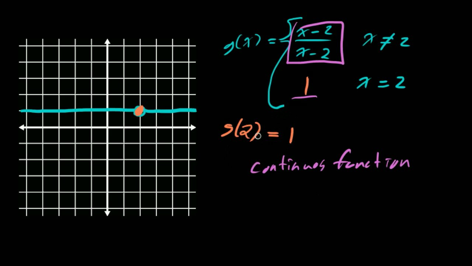So anyway, hopefully that was understandable. Hopefully you got that, if we still had the removable discontinuity there, if we still had the hole there, and we defined it somewhere else, that wasn't where the limit of what the function was approaching, if it wasn't where that limit was at, we would still have a removable discontinuity.